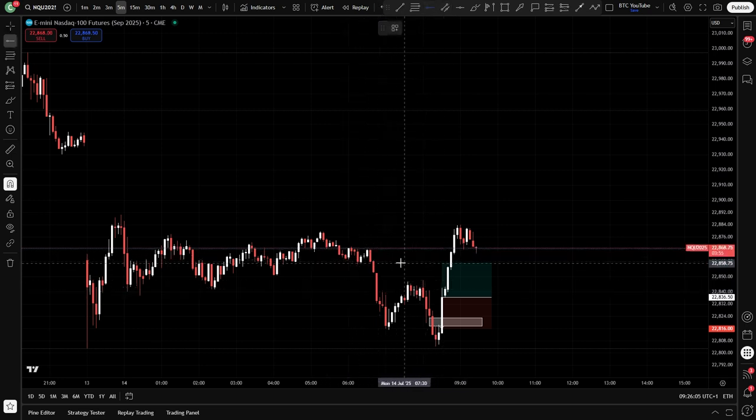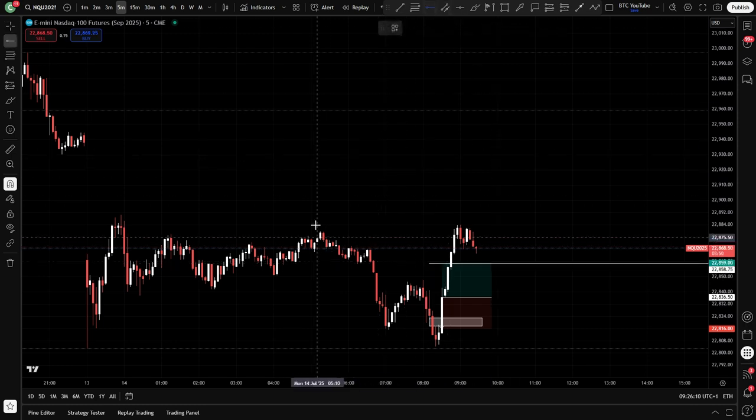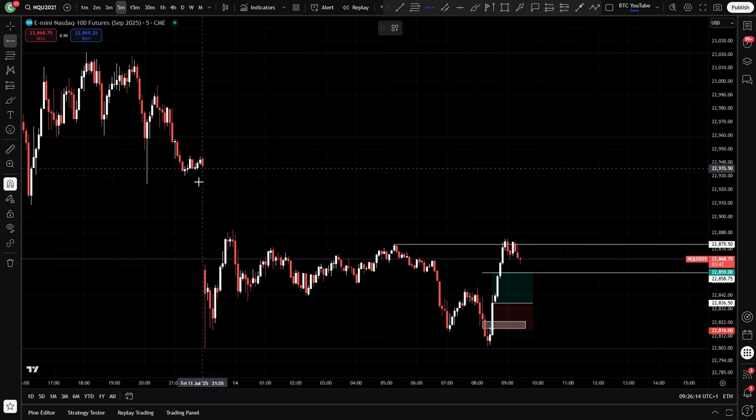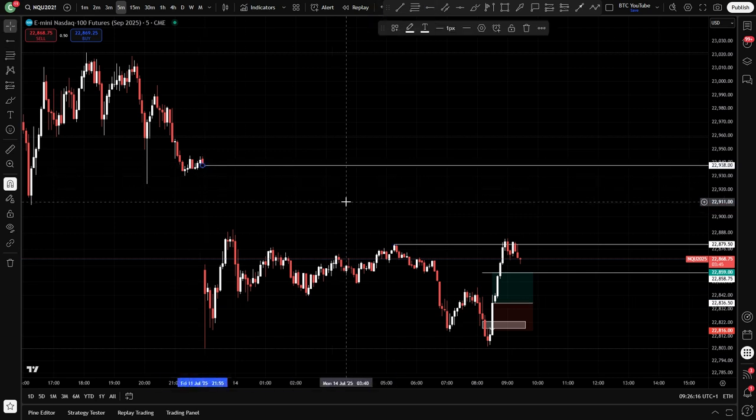Took half my position off at 141, which was here. And then I had a runner up to this high. And then my final take profit is up here at the fill of this big gap. Really, really good trade. Overall, I thought that this would work, as I said, at least to the high. And it did pretty well, to be honest.